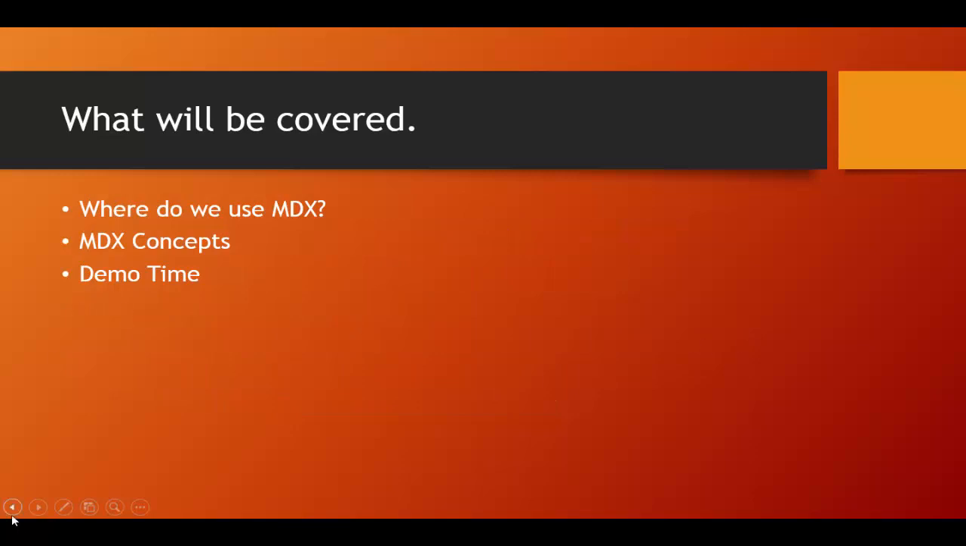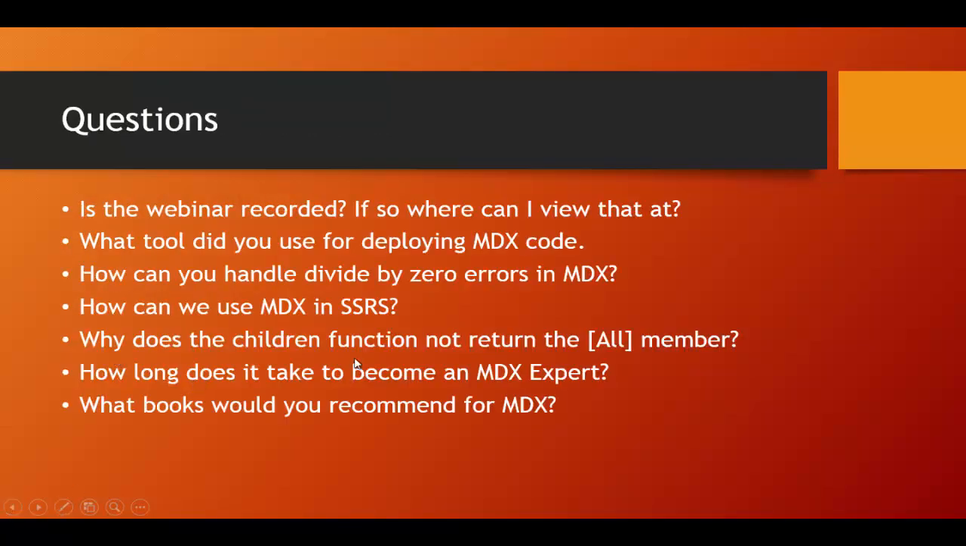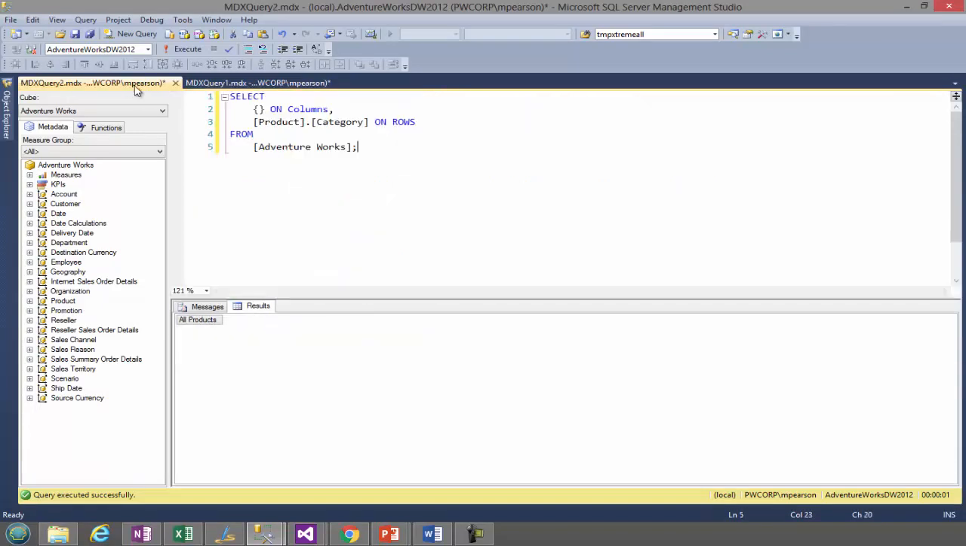All right, so we're almost done here. Just a couple more questions. Why does the children function not return the all member? All right, this is a very common MDX question, especially if you're new. Why does the children function not return the all member? So we're going to go back into MDX again. Open up a new window here.